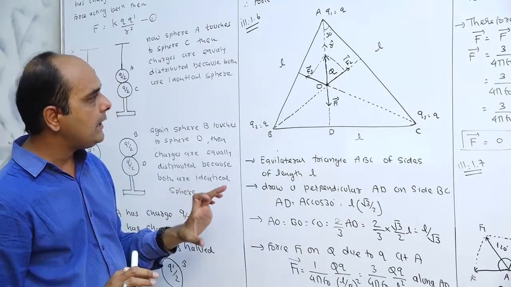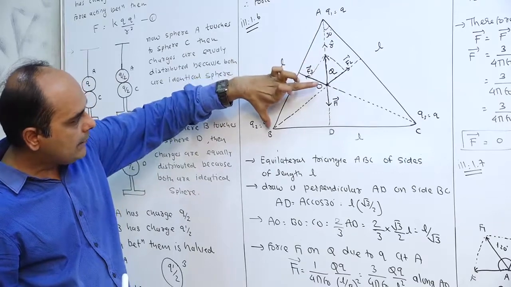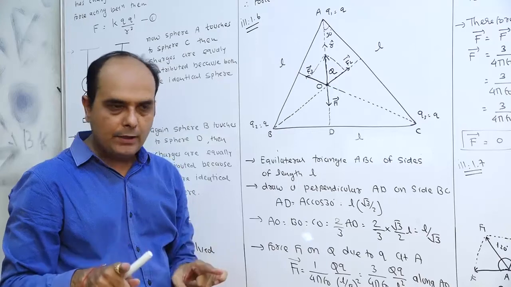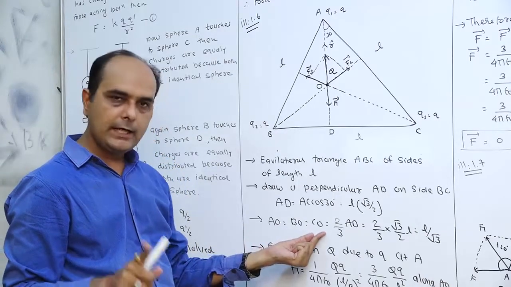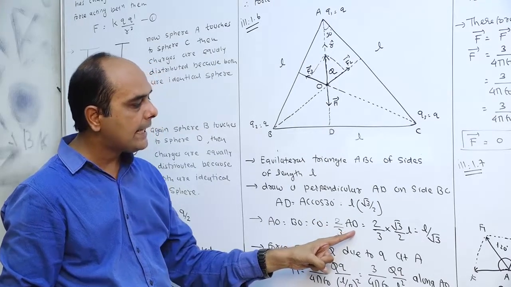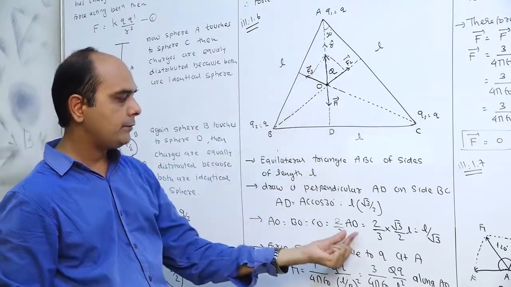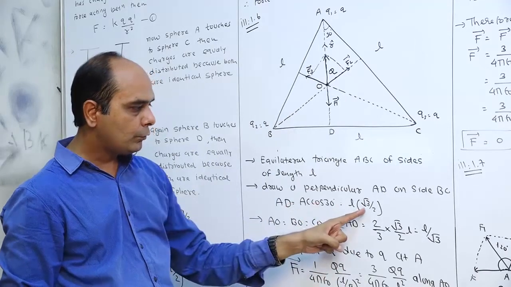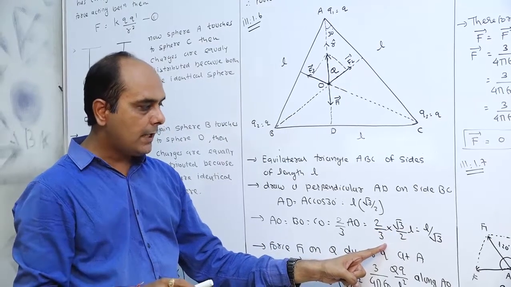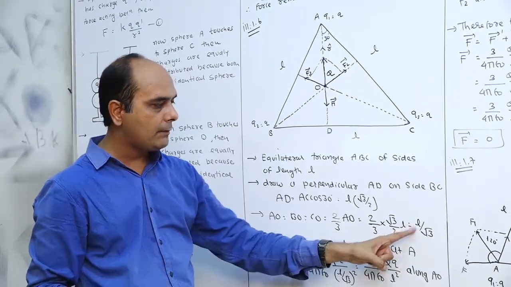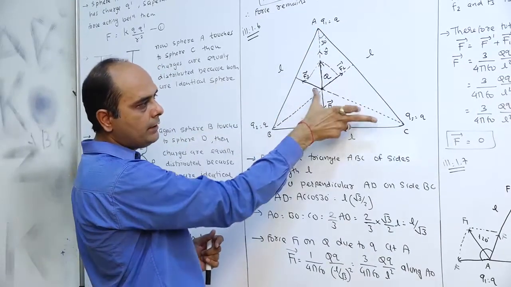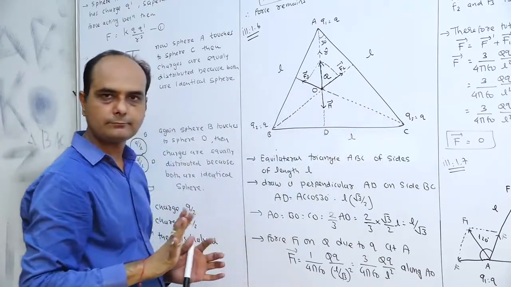Now we require the lengths of AO, BO and CO. From the geometry, remember it, the lengths of AO, BO and CO are equal. That length is 2 by 3 times that of AD. AD is root 3 by 2 L, so the 2 cancels and root 3 cancels. Therefore, the length of AO, BO, CO is equal to L by root 3.